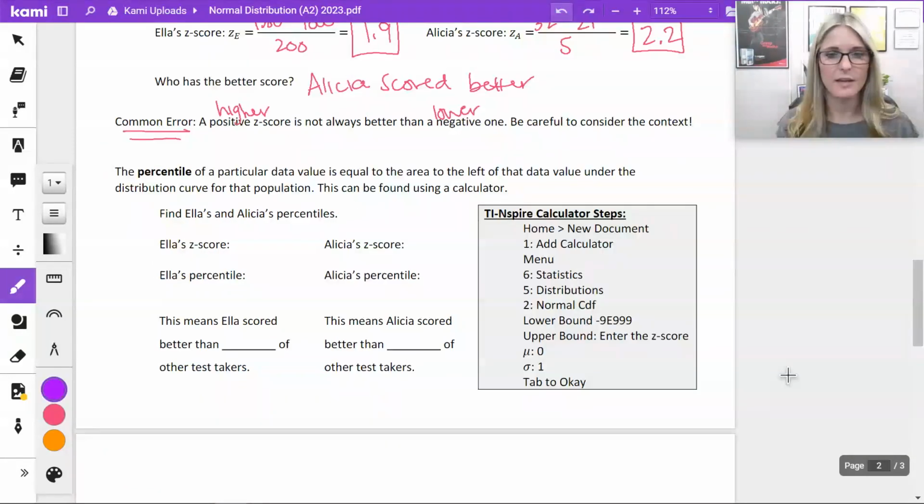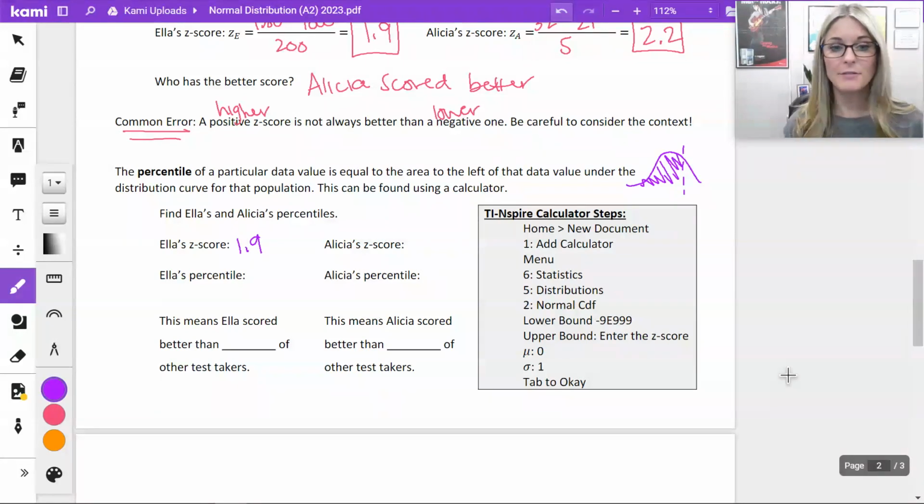Okay. And for the last part of our notes, we're going to talk about percentile. So a percentile of a particular data value is equal to the area to the left of that data value under the distribution curve for the population. So imagine a normal distribution curve, like wherever the score is, everything to the left of it, that population would give you your percentile. So let's compare Ella and Alicia's percentiles. See how they scored in comparison to the rest of the population that took the test. We know that Ella's z-score was the 1.9, just copying it from above, and Alicia's z-score was the 2.2.